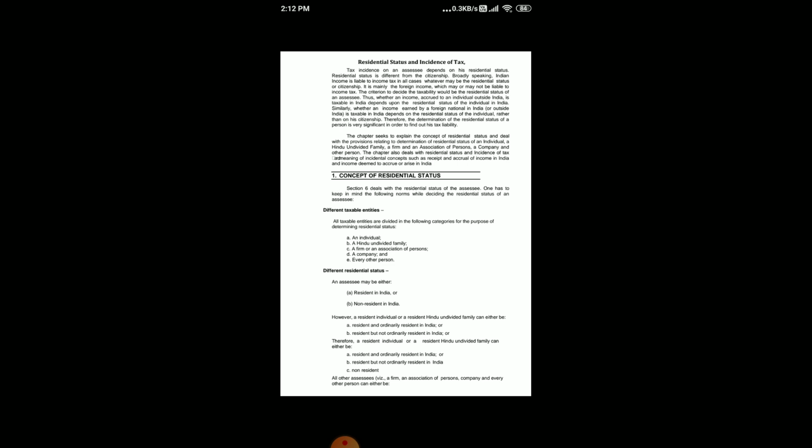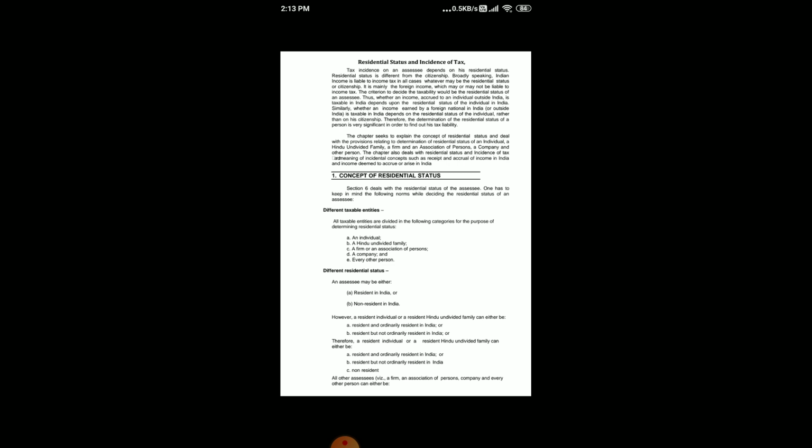On this basis, they are classified as either resident Indian or non-resident Indian. We have to classify whether they are resident Indian, and if so, we have to calculate the tax liability. Similarly, if they are non-resident Indian, we have to calculate the tax liability.